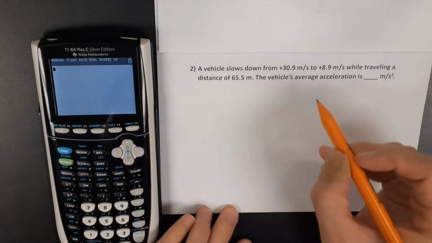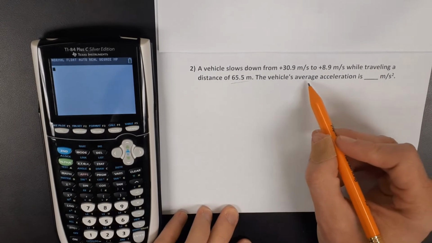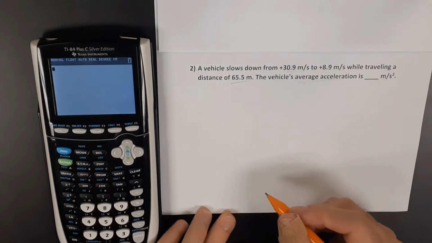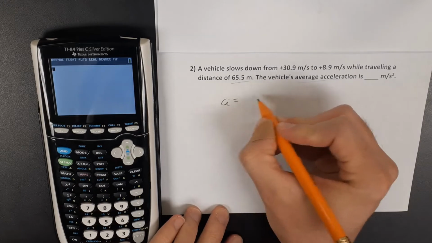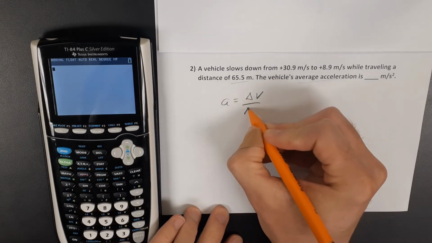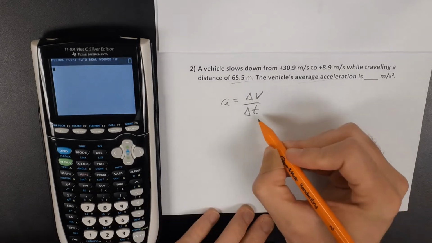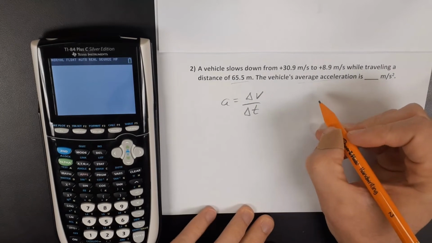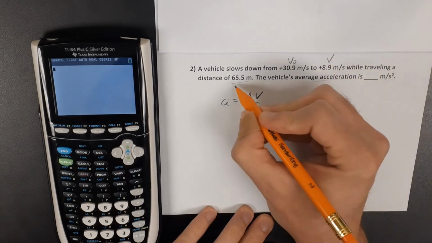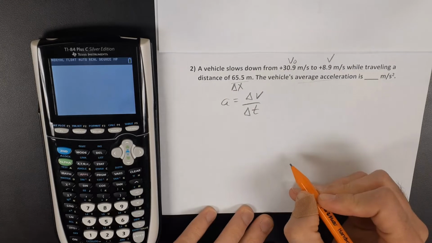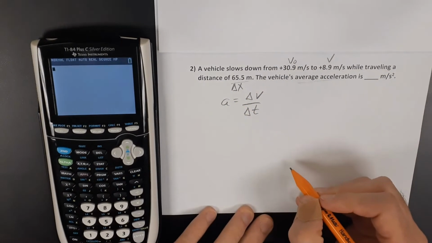In this problem, a vehicle is slowing down while traveling a certain distance, and we want to calculate what is the average acceleration. So we know that acceleration is change in velocity divided by the change in time. But we're not given the time in this problem. We're given the original velocity, the final velocity, and the displacement. So we can't just plug into this definition for acceleration.